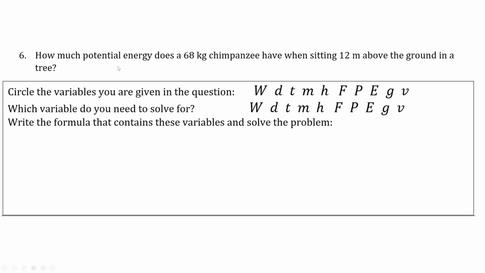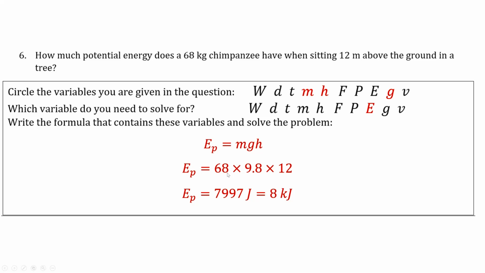In question 6, we want to work out how much potential energy a 68 kilogram chimpanzee has when it's sitting in a tree 12 meters above the ground. So we have the mass, we have the height, and we also know what gravity is on Earth. We need to find the energy. So which equation are you going to use? Potential energy equals mass times g times height. So we have the mass is 68, g is 9.8 on Earth, and it's at 12 meters. 7,997 joules, so 8 kilojoules is the amount.